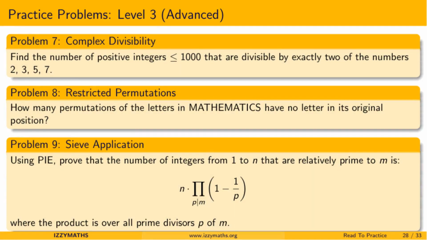For our most advanced challenges, Problem 7 asks you to find the number of positive integers less than or equal to 1000 that are divisible by exactly 2 of the numbers 2, 3, 5, 7. This requires careful application of PIE with exclusions.